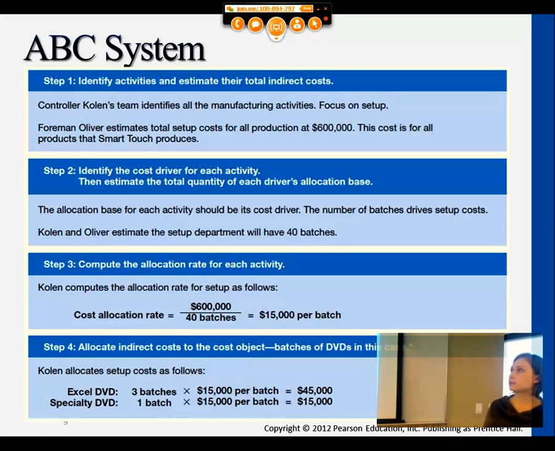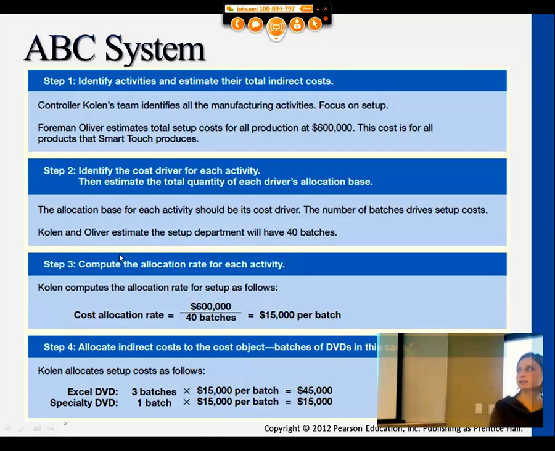So this is an example. What do we have here? Let's go through this. We have a controller that's helping us to identify all of our manufacturing activities. Right now we're just going to talk about setup. And then we have Foreman Oliver, who estimates total setup cost for all production at this much, 600,000. So we have Controller Colin helping and Foreman Oliver. So let's see.